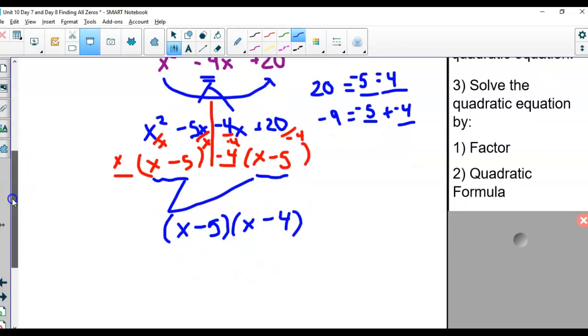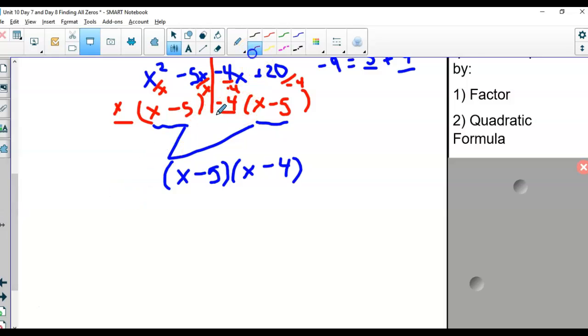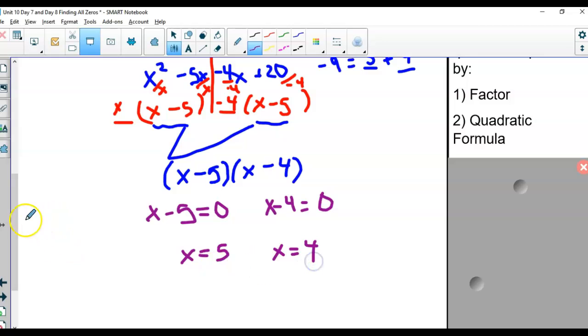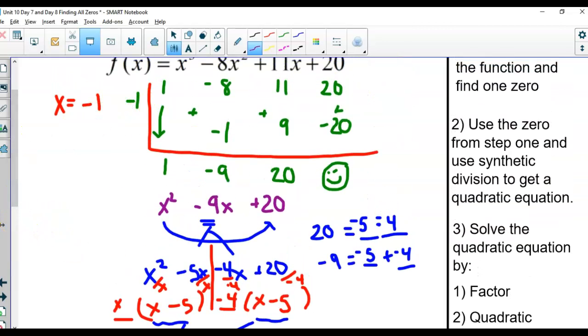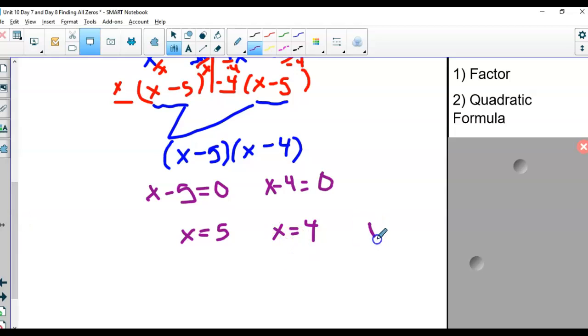I have my factors from factoring, and now I need to set those factors equal to 0. So I have x minus 5 is equal to 0, and x minus 4 is equal to 0. I'm going to solve for x by adding 5 to both sides, so x is equal to 5. And I add 4 to both sides, and that gives me x is equal to 4. And then I don't want to forget about the 0 that I found up here, and that's -1. So here are my 3 solutions, my 3 zeros for the problem above.